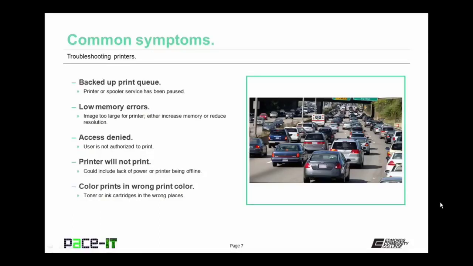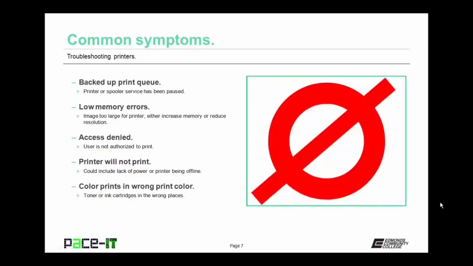You may get a low memory error. That means that your image that you're trying to print is too large for the printer. You can either increase the memory in the printer or reduce the resolution of the image. An access denied error is usually caused by the user not being authorized to print. If the printer just will not print, well, then you need to look to see if it's plugged in and turned on. Is it online or offline? Those are common things that you can look at to fix that problem.